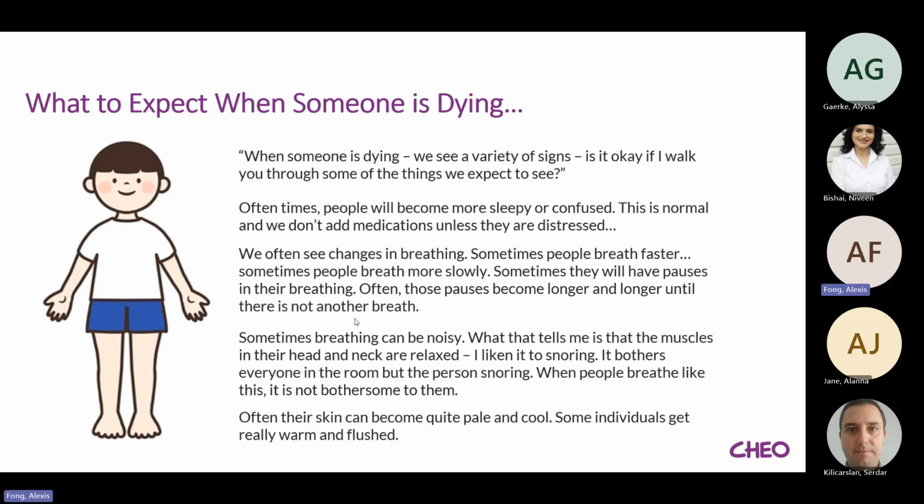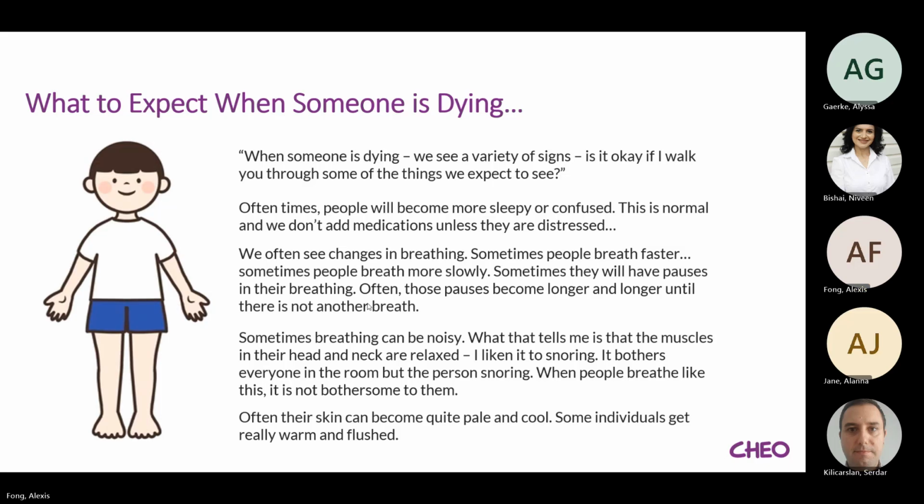What that tells me is that the muscles in their head and neck are really relaxed, and I like to liken it to snoring. It bothers everyone in the room but the person snoring. When people breathe like this, it's often not bothersome to them. And signs that we look for to see if it's bothering them are whether their face is relaxed, or if they're grimacing or frowning. And then often their skin can be quite pale or cool. Everyone's trajectory is unique. At end of life, some people get really cool and pale. Sometimes people get really warm and flushed.